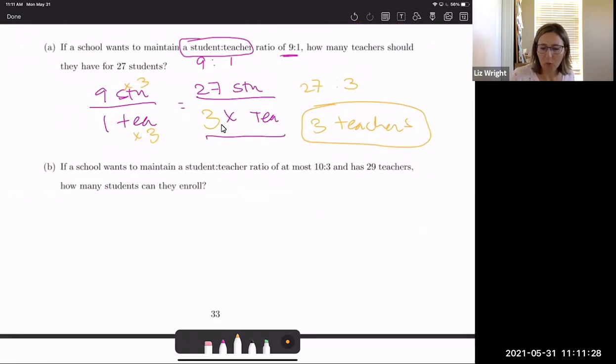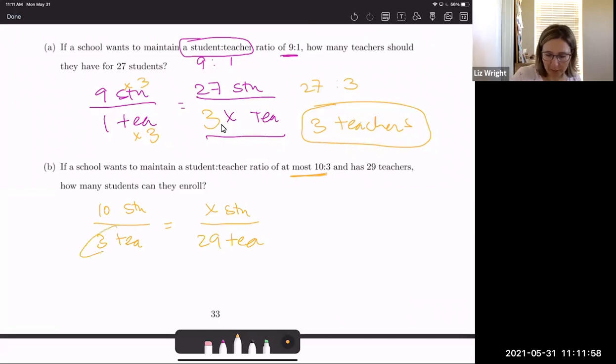So then it says if a school wants to maintain a student to teacher ratio of at most 10:3 and it has 29 teachers. So this time we've got 10 students per 3 teachers. And then we are saying we've got 29 teachers per how many students? Well, this one may not be as easy. You might be like, well, 29 is not a multiple of 3. So let's do some cross multiplication and let's see what we get. So if I'm doing cross multiplication, 10 times 29 is going to give me 290 equals 3x.